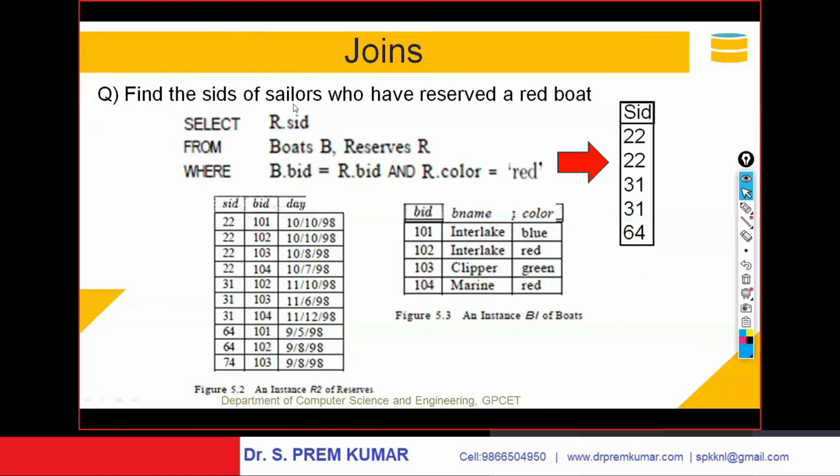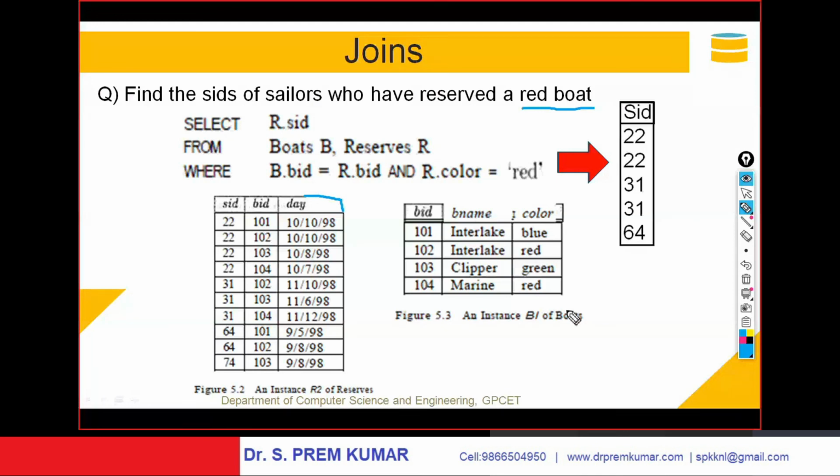Joins: select sailor IDs of sailors who have reserved a red boat. I want the sailor IDs who had reserved a red boat. You observe here, reservations are in the reserves table. This is the reserves table. And boat colors are in another table, that is the boats table. Here you are having two tables. One is the boats table, another is the reserves table.